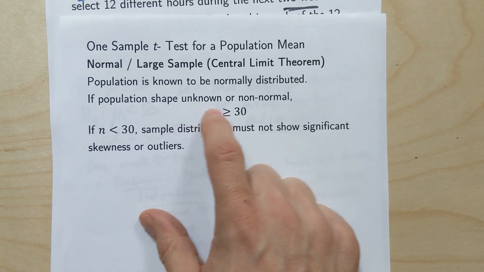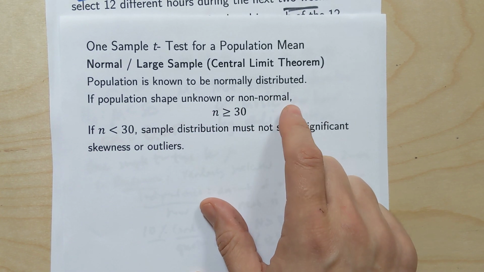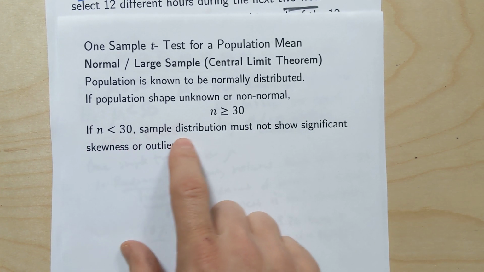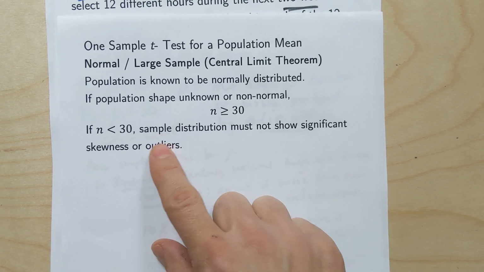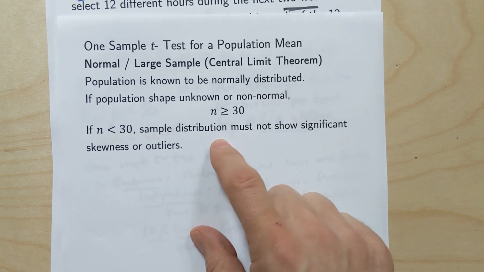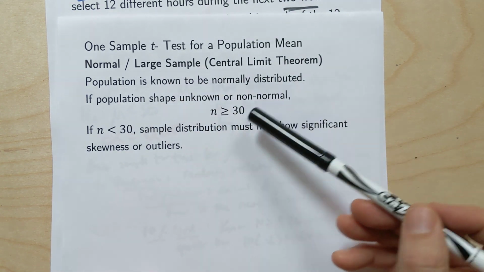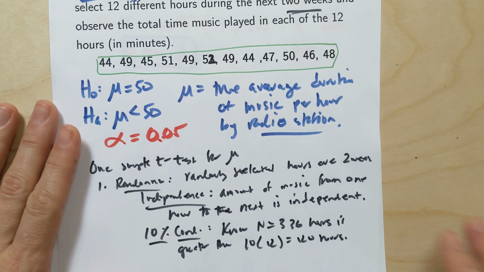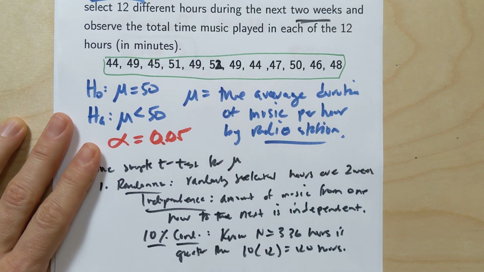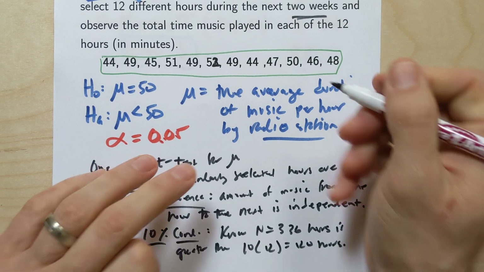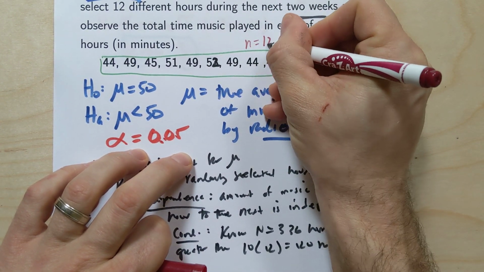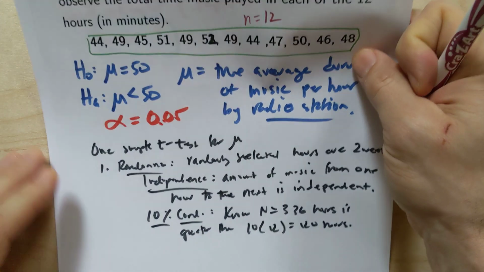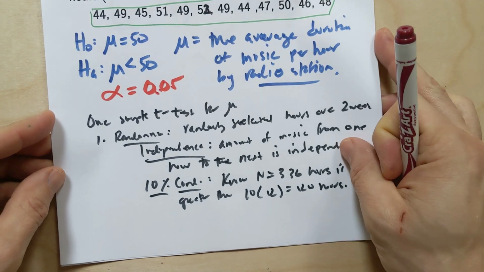However, if the shape of the population is unknown or it's known to be non-normal in some way, we need n to be at least 30, right? And then, of course, there is one other scenario. What if n is less than 30? Then we're going to check our sample and make sure we don't see any real significant skewness or outliers that might mess up our ability to assume that the population is close enough to normal to use the t-test. So that's what we'll have to do. When I look here, I see my sample size is, oh no, so sad, only n equals 12. That's less than 30. So I can't just say that my sample is large. I'm going to have to check my sample for skewness and outliers, right?